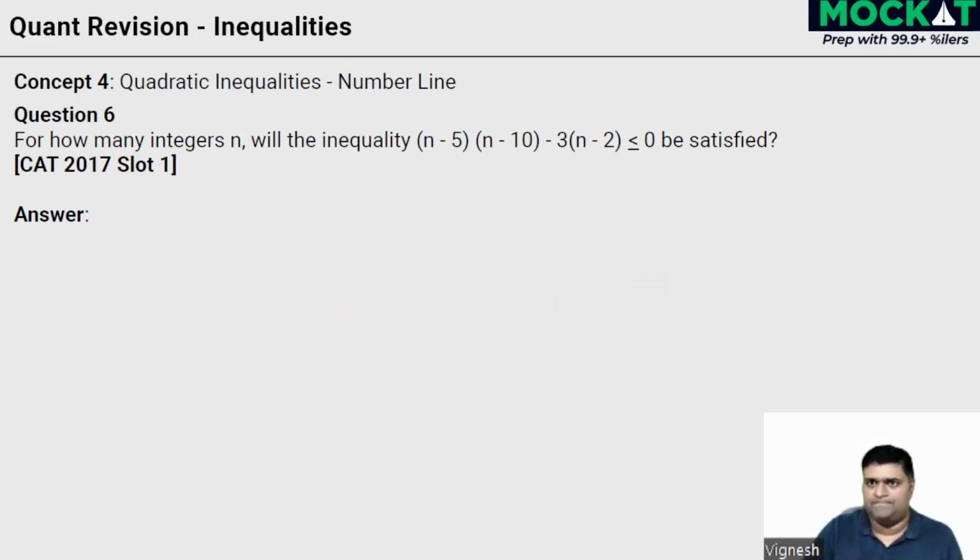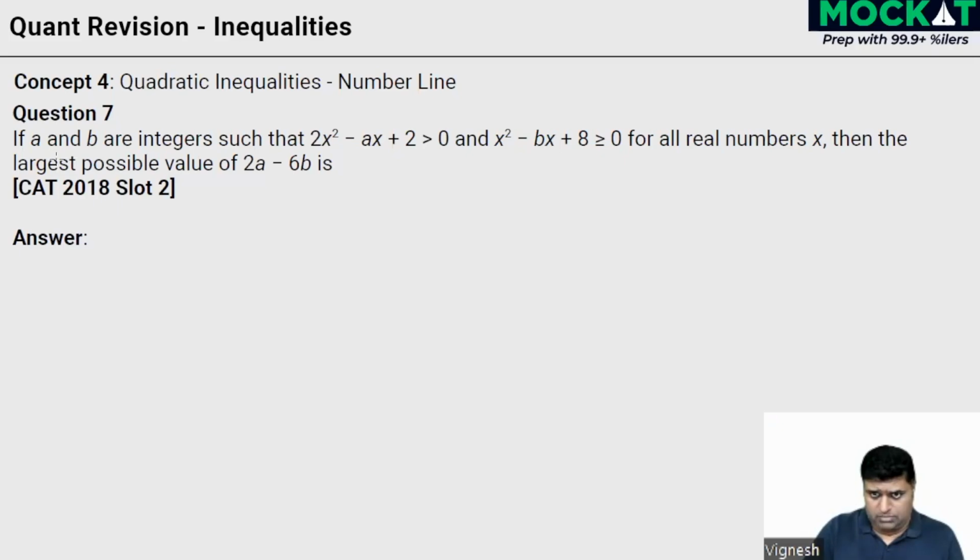And yeah, this is from one of the tougher years, right? So 2018 slot 2. And what do we have here? If a and b are integers, fine, such that 2x squared minus ax plus 2 is greater than 0, and x squared minus bx plus 8 is greater than equal to 0 for all real numbers x.